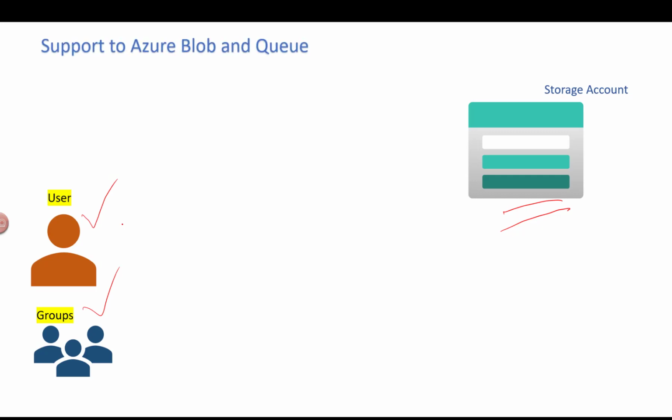So basically, right now it's supported for Azure Blob and Queue. And if you want to utilize this permission for the file shares, definitely there is a solution, but in that case we need to utilize Azure Active Directory Domain Services, so that you can merge those file shares, so that people can get access on the storage account. I will show you that option from where you can enable it.